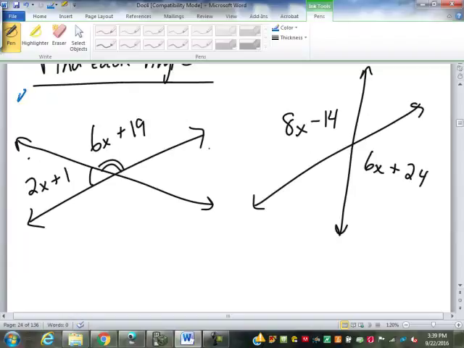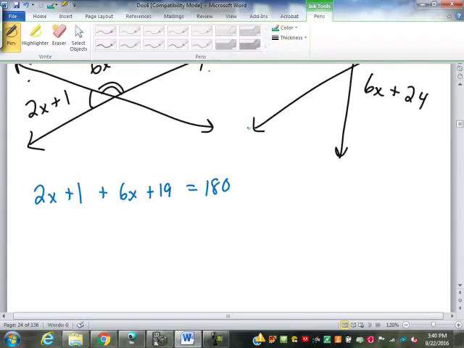In this first problem here, what's the case? They add up to 180. So 2x plus 1 plus 6x plus 19 has to add up to 180. So our first step is to combine what we can combine. Here's our equal sign. On the left side, I can combine 2x and 6x to make 8x. Then I can combine 1 and 19 to make positive 20. And now this is an equation we know how to solve.